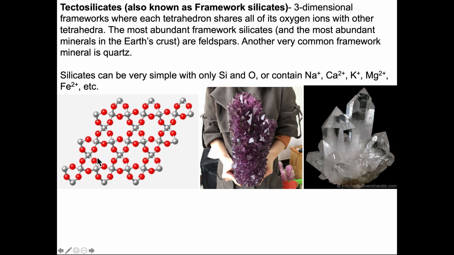This would be the mineral quartz. You can see the tetrahedra with the silicon here, 4 oxygens around each one, linked to tetrahedra with 4 oxygens, and so on in every direction. Common examples would be the mineral quartz here. This is a clear, prismatic, terminated series of quartz crystals.